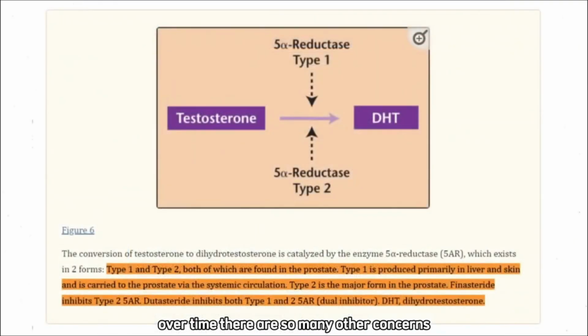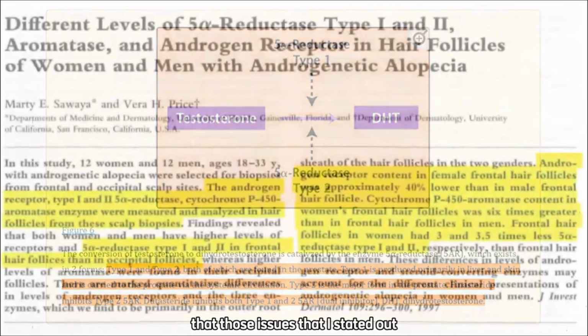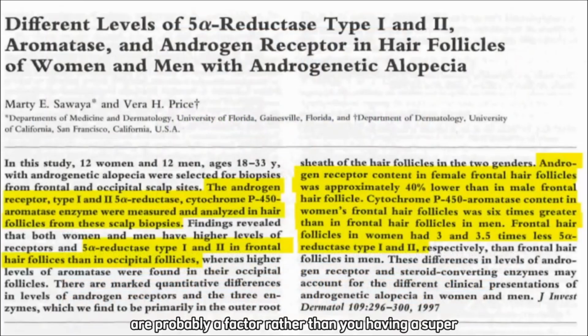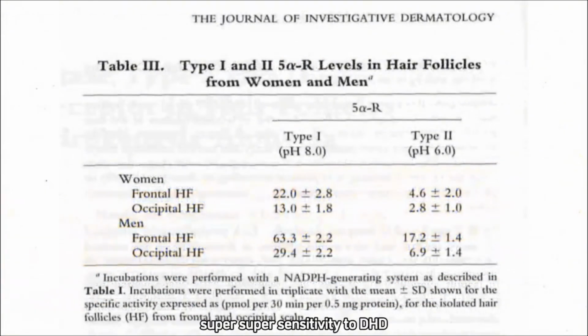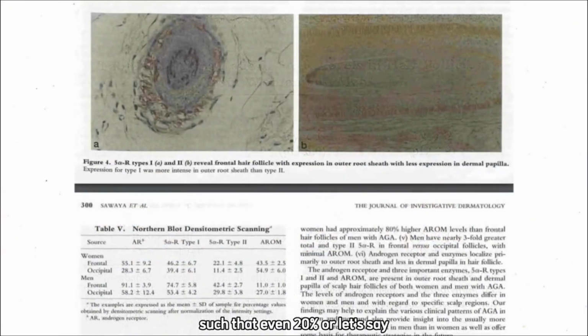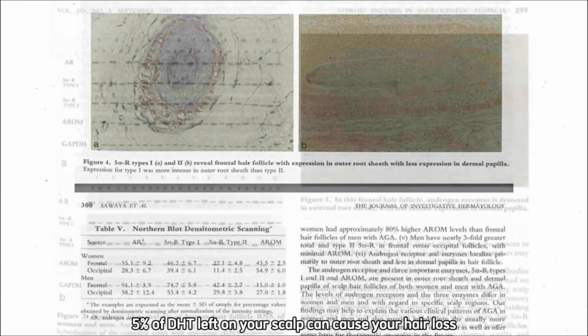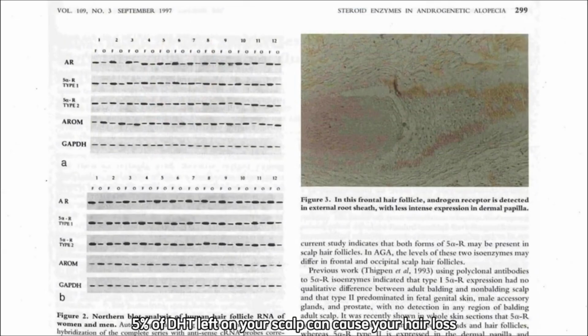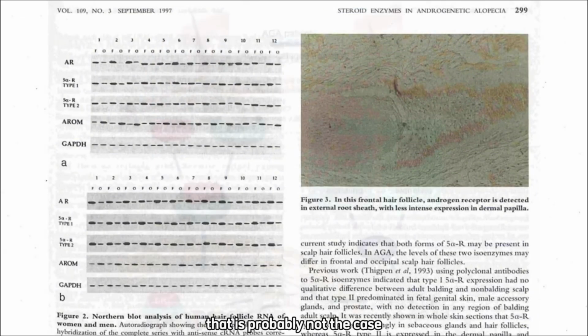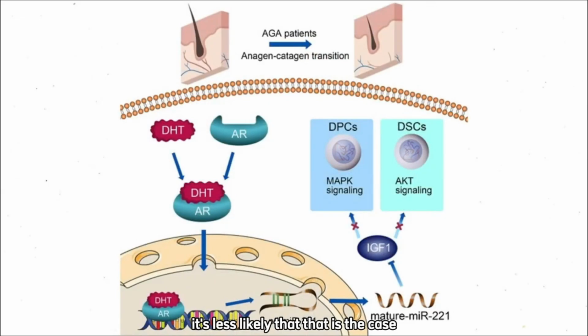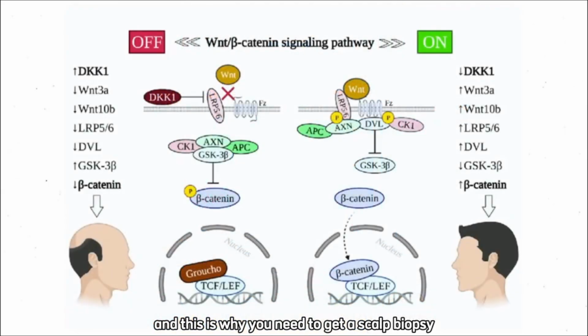There are so many other concerns that it rapidly becomes more likely that those issues that I stated are probably a factor, rather than you having a super sensitivity to DHT, such that even 20% or let's say 5% DHT left on your scalp can cause your hair loss. No, that is probably not the case. It's less likely that that is the case. And this is why you need to get a scalp biopsy.